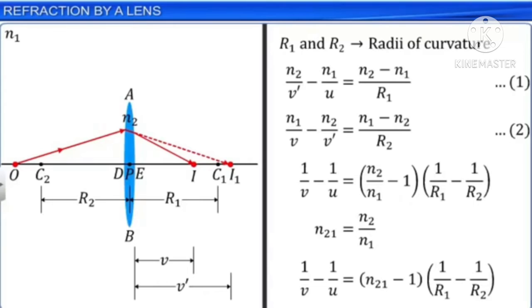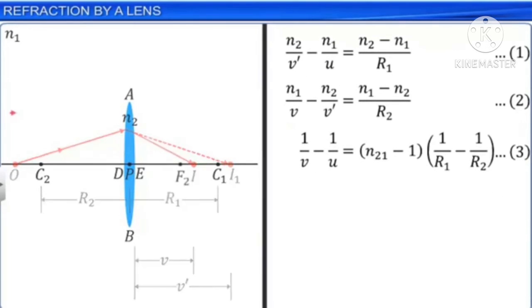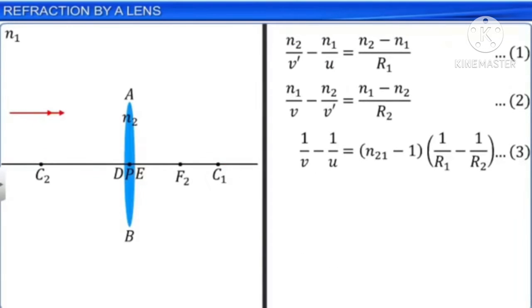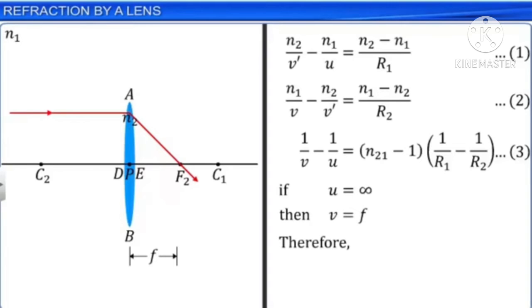If we observe equations 3 and 4, the right side of both the equations are identical. Hence, we can equate the terms on the left. Doing so, we get 1 by f is equal to 1 by v minus 1 by u. This equation is known as thin lens formula.